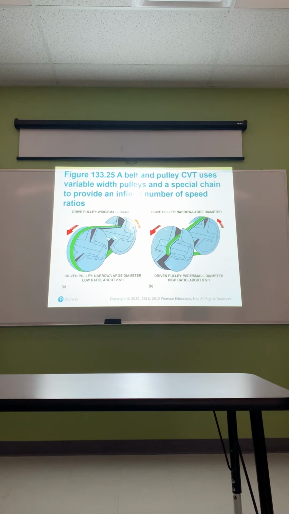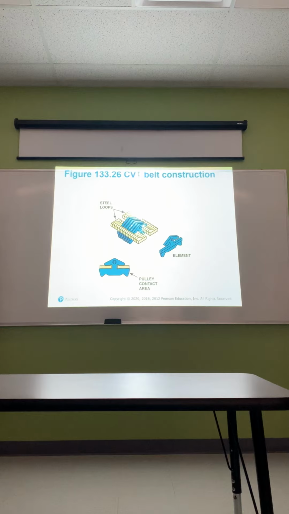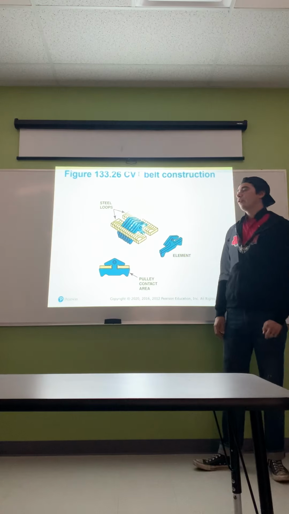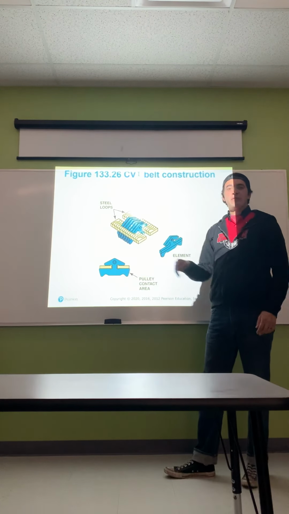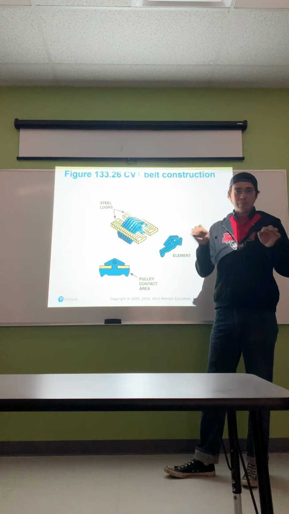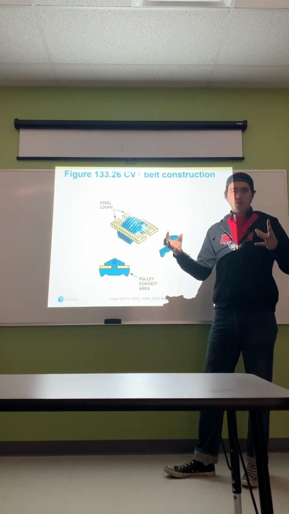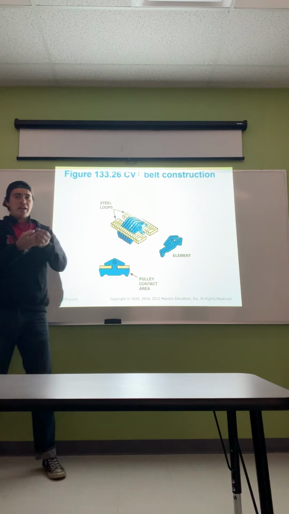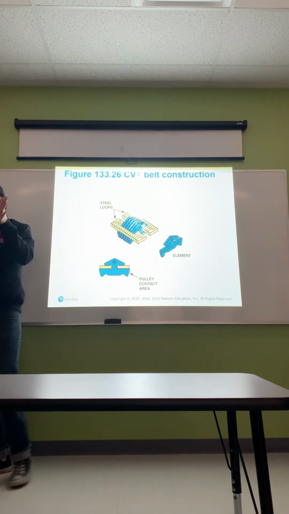A CVT belt uses variable width pulleys and a special chain to provide an infinite number of speed ratios. So, belt and pulley CVT. CVT belt construction: you have steel loops with an element in the pulley contact area. We don't have a CVT in here, unfortunately, but these belts look pretty cool. If you want to, go on Google or see if it has a picture inside your Kindles in the chapter. Look up CVT belt and pulley system, and it'll show you a blown out view of it and show you how the belts look. It looks like a steel snake, and it loops around, and that belt will expand and contract with the pulleys changing their width.